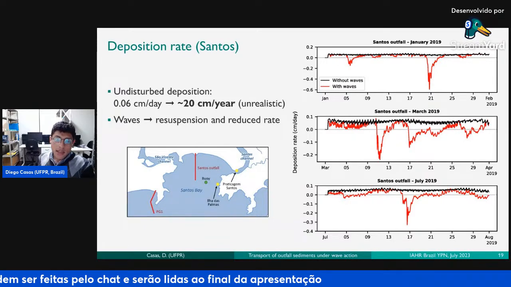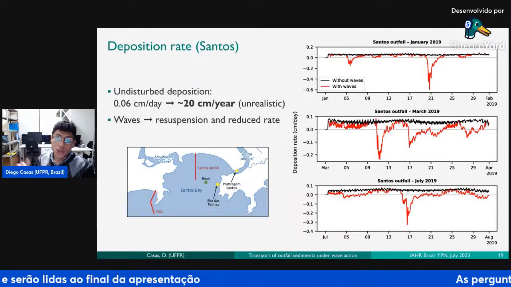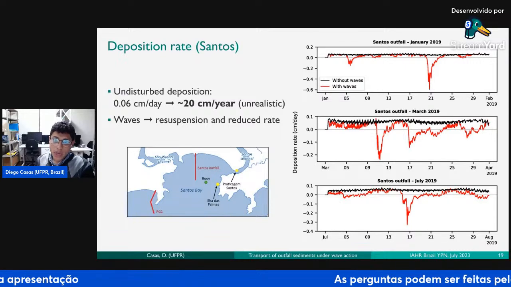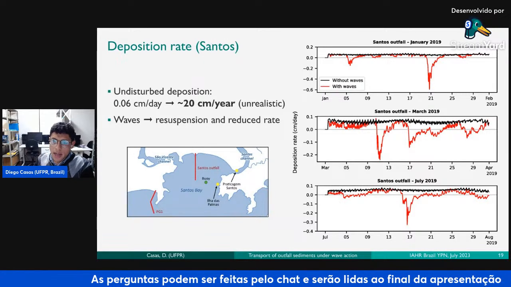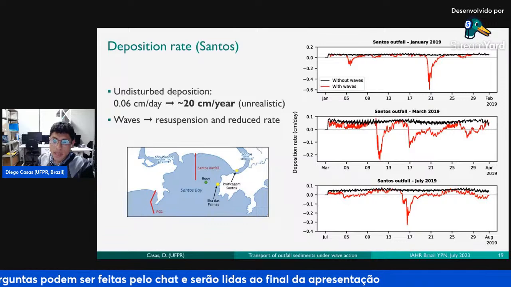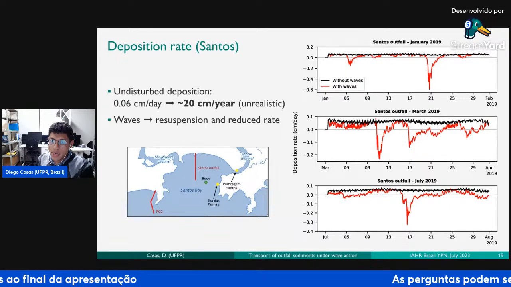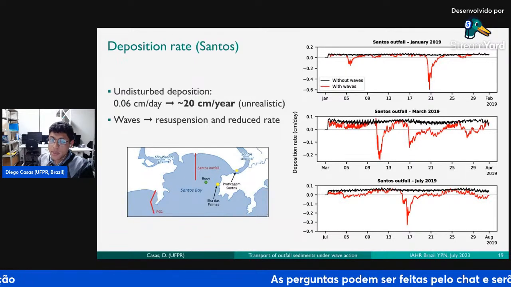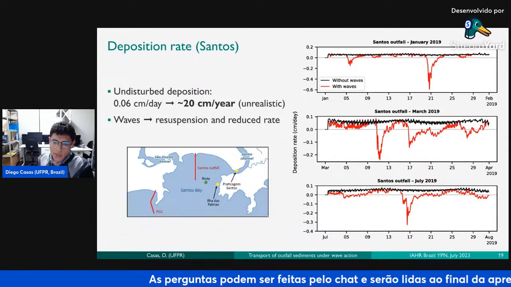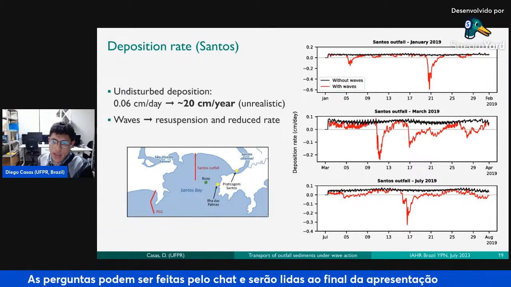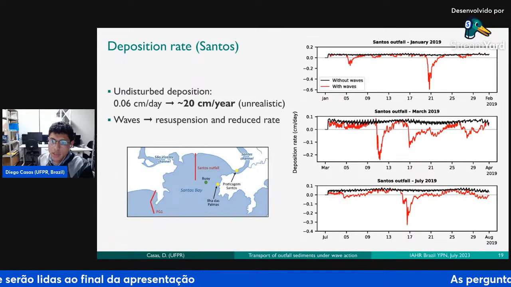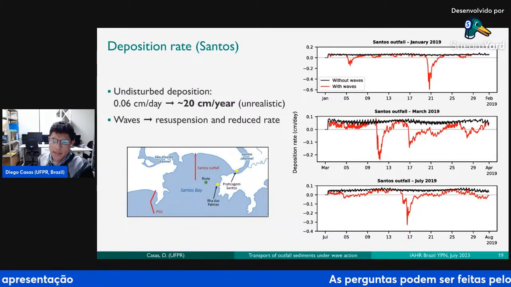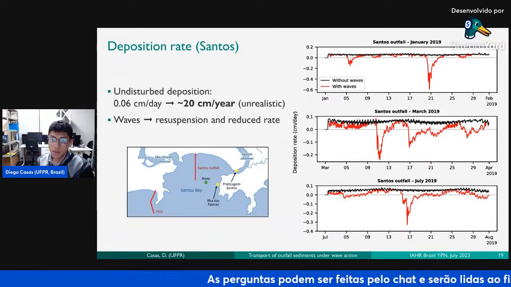Then the waves resuspend this sediment and reduce the rate of deposition. As we can see, for example, for March here in the middle panel, the line in red is the deposition rate with waves. We can see that it's lower. And when it crosses this gray line, it goes negative. It becomes a resuspension. The same for July, in which we have resuspension events too, and the deposition is lower than the black line, which would mean an undisturbed deposition without waves.